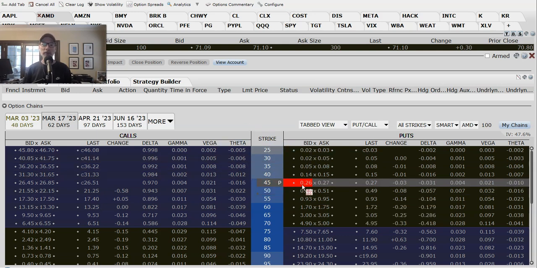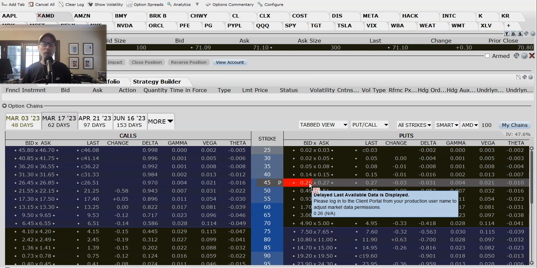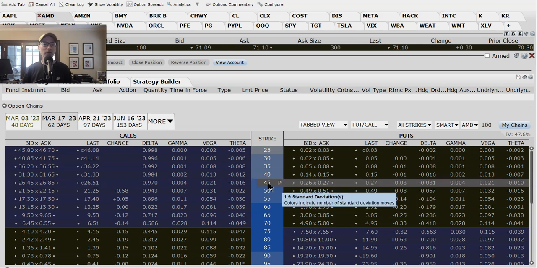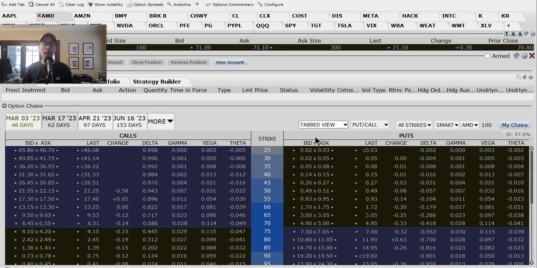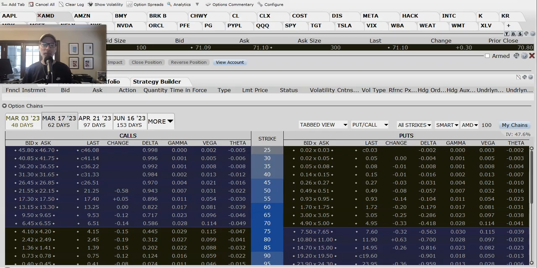Or you can go out down to the 45 puts, which would be the lowest that we would sell at this point, because we can get about 26 cents for those, $26 in our pocket at the 45 strike. That's a $26 cushion. Okay, let's go back to the chart here. 45 strike is down here. You have all this space right here. $45 is all the way down here. Can AMD fall from 71 all the way down to 45 in the next 60-something days? Well, we don't know, but we can check the probability calculator.